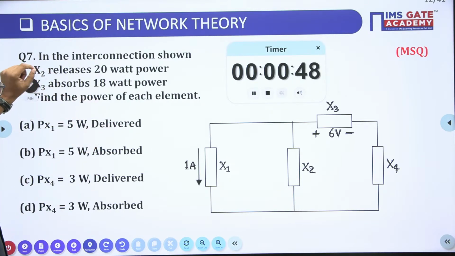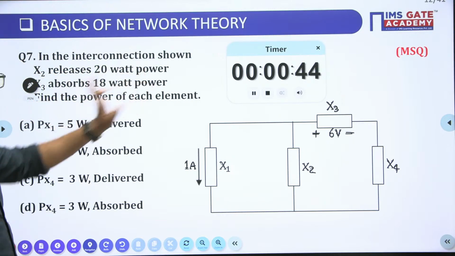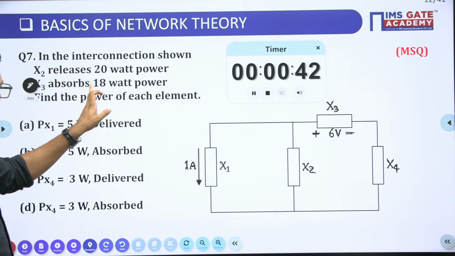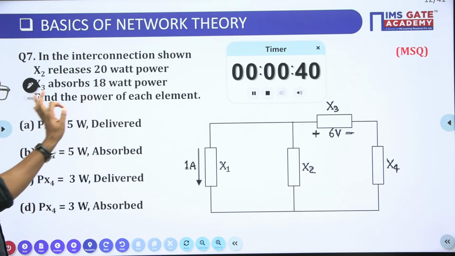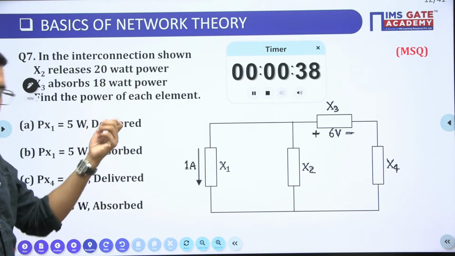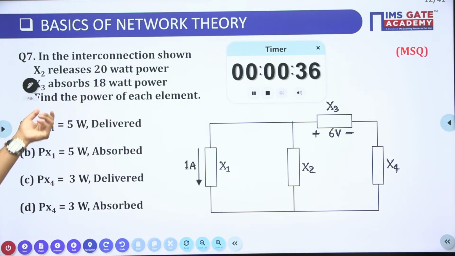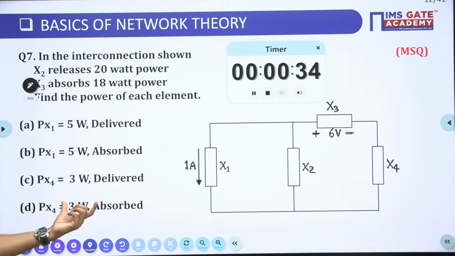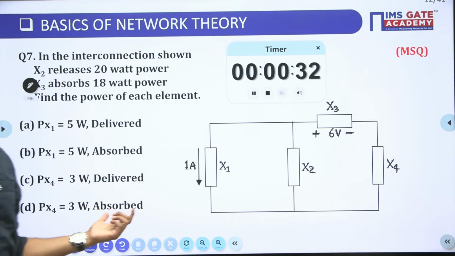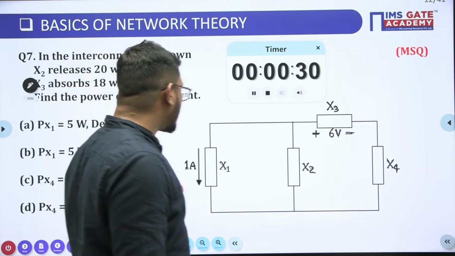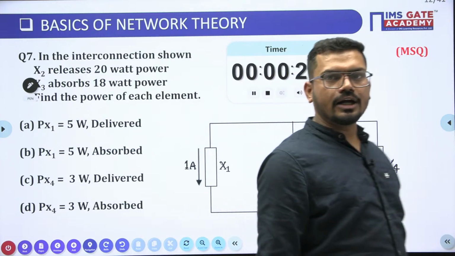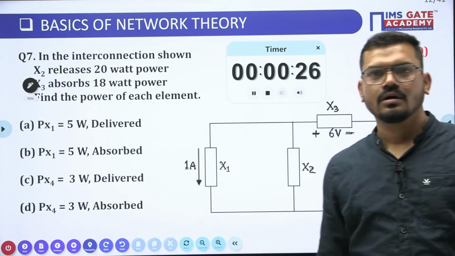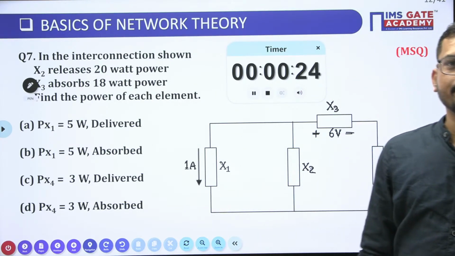So what is this? In the interconnection zone, X2 releases 20 watt power, X3 absorbs 18 watt power. Find the power of each element. Okay? It is the question. You just have to choose the correct option only. Yeah, sure Tripathi ji, sure.